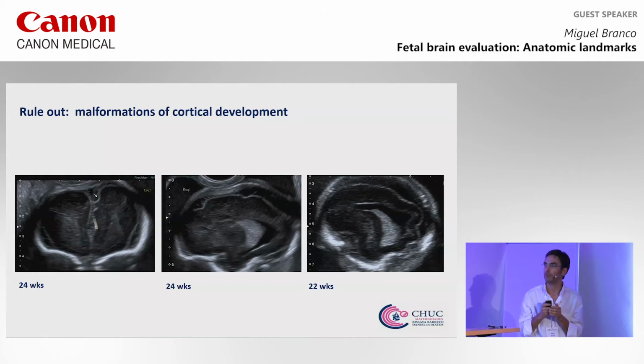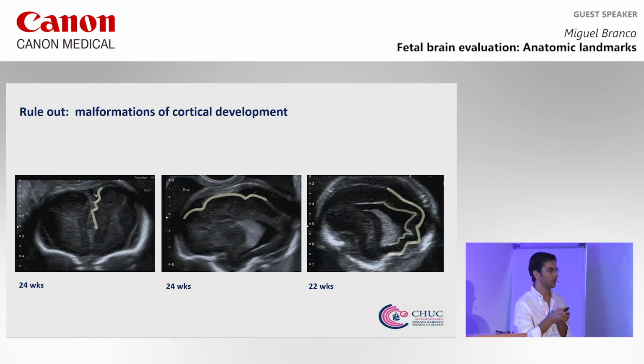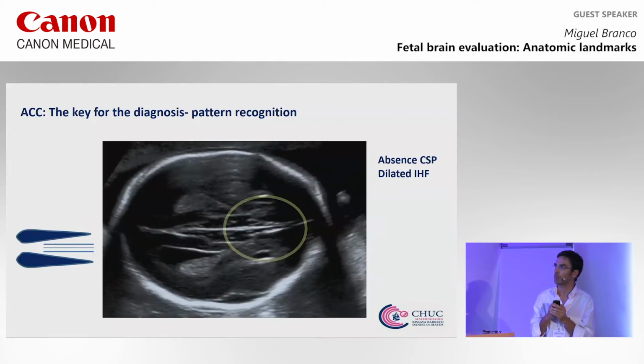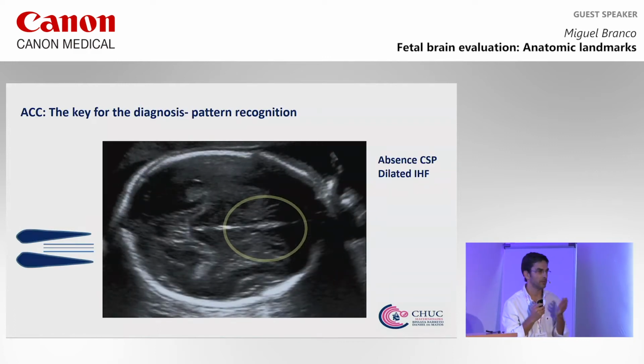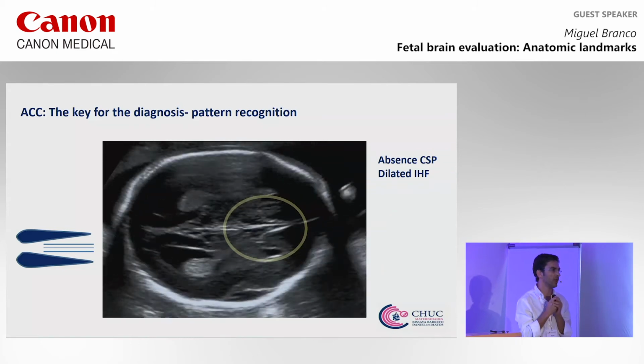In these three babies, we can see that they have abnormal sulci, both in the internal aspect of the cortex, in the superior aspect of the cortex, and the posterior aspect of the cortex. And that is associated with poor prognosis. But bear in mind that the key for the screening is the pattern recognition on the axial plane.